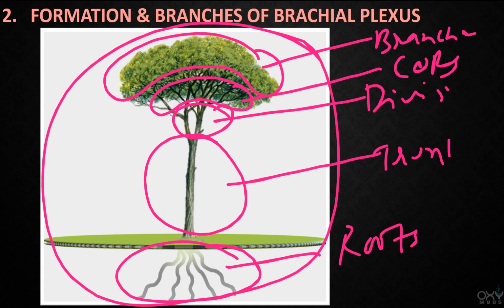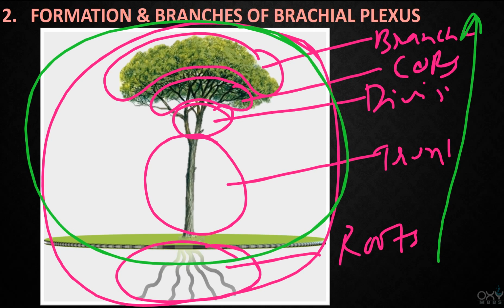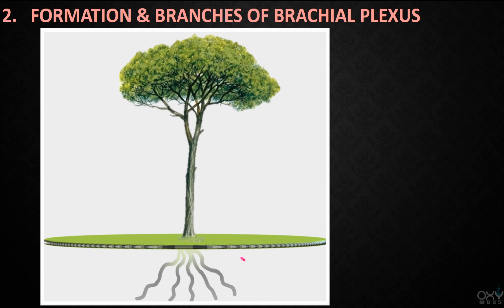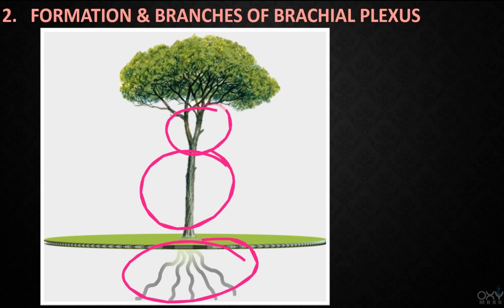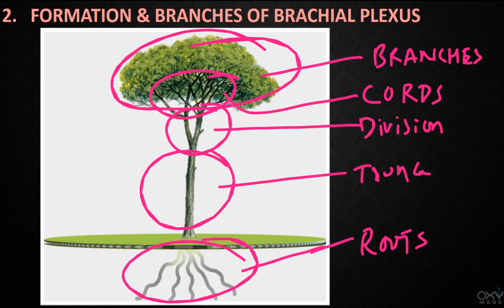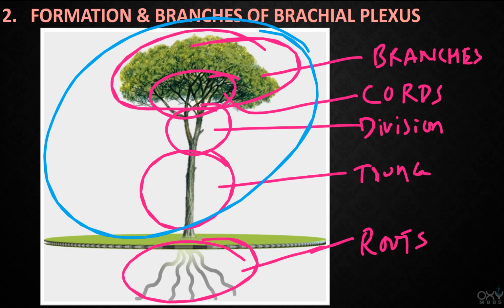So friends, there is no need to make any mnemonic for remembering this sequence, as this tree will help you in remembering it. So first is roots, then trunk, then divisions, then cords, then branches. It is very simple friends. Whenever you see any tree around you like this, this sequence must come to your mind.